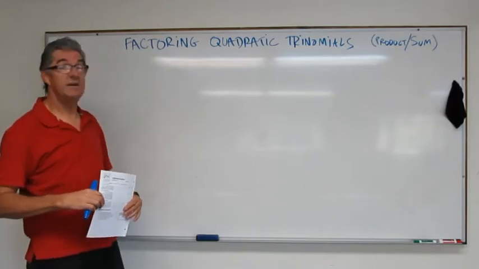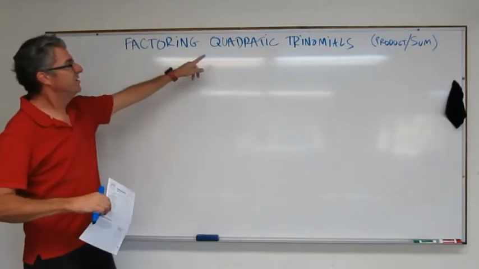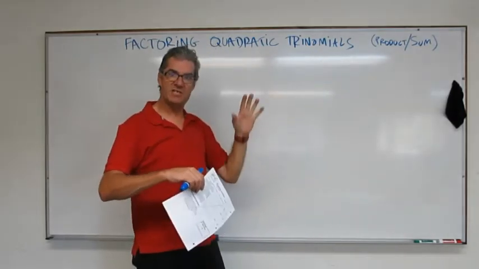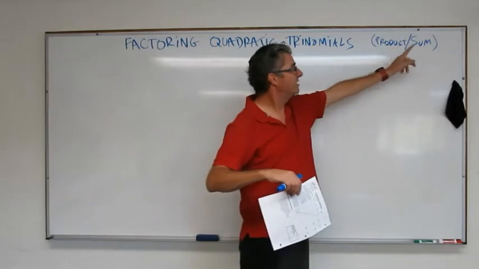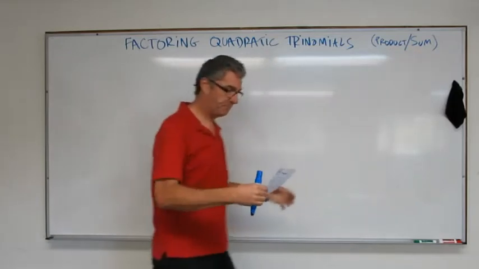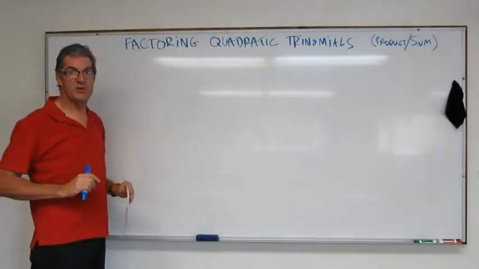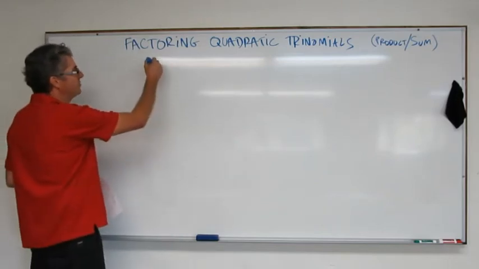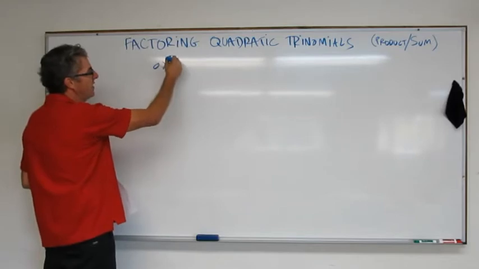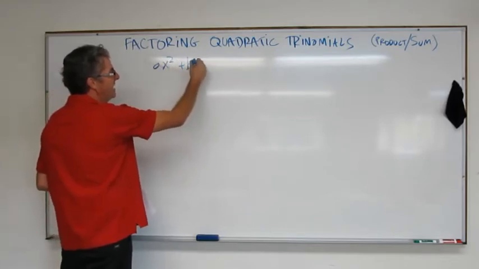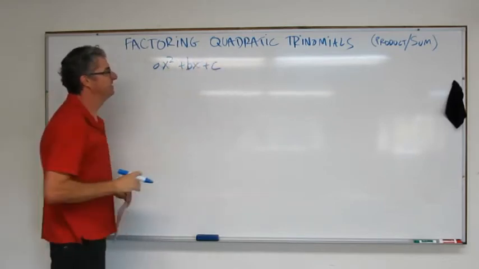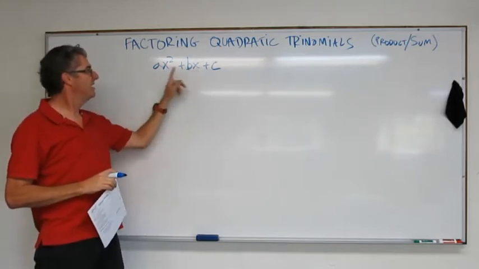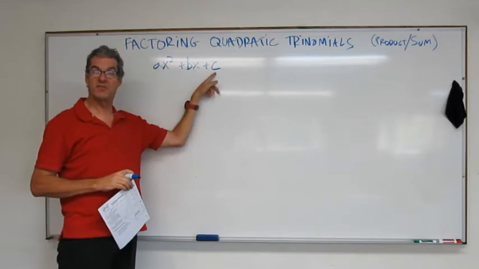Let's get started. Today's topic, factoring quadratic trinomials. We also call this type of factorization product sum, and you'll see why in a minute. First, I want to show you a standard form for a quadratic trinomial. This would be ax squared plus bx plus c. So there's our variables, our x squared and our x, and then a, b, and c are coefficients.